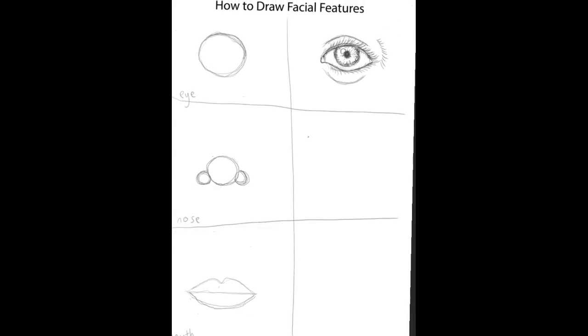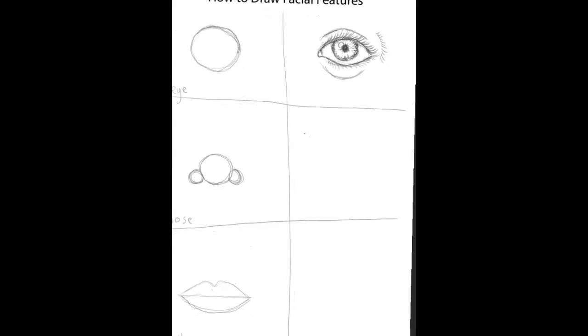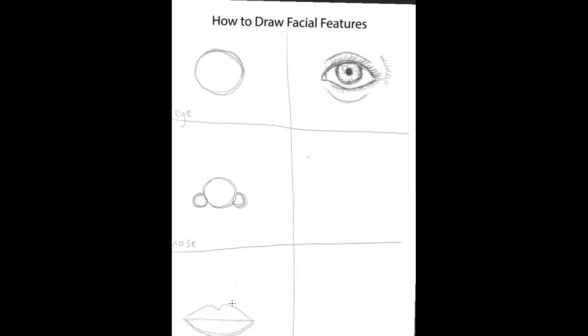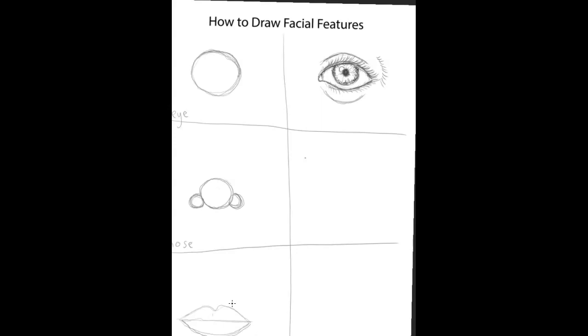Today what we're going to do is look at how to draw a nose in more detail and then how to draw a mouth in more detail. So please make sure that you've got this sheet in front of you that says how to draw facial features. So start off by drawing very, very lightly, so not hard at all, those basic shapes that are on the other side of the page.